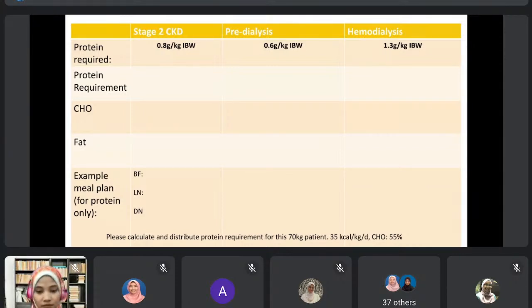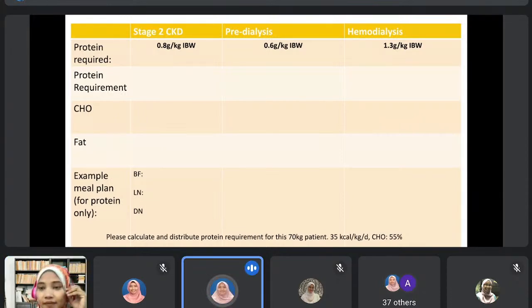Fat tadi berapa persen dia cakap? Tak dapat. Oh my. Sorry, I nak tanya, kelas rep ya kan? Bukan saya, doktor. Saya doktor. Oh, Cinderella. Okay.